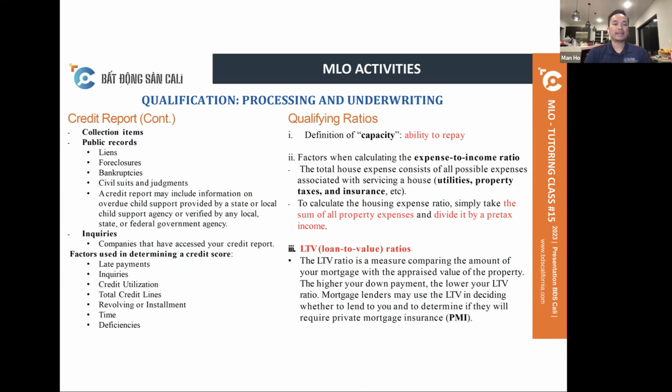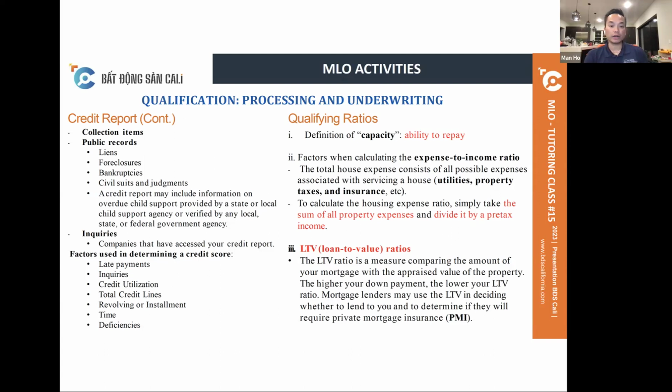Okay, continue with the credit report. Any collection item on the credit report is a bad thing. Any public record, including liens, foreclosure, bankruptcy, lawsuit, judgment, all of this is gonna appear on your credit report. Okay, if you get a late payment, it's gonna stay on there for 2 years, even though they only count it for 1 year. After that, they don't count that late payment no more, right? Your credit score may go up, okay, but it's gonna stay on the report for 2 years.